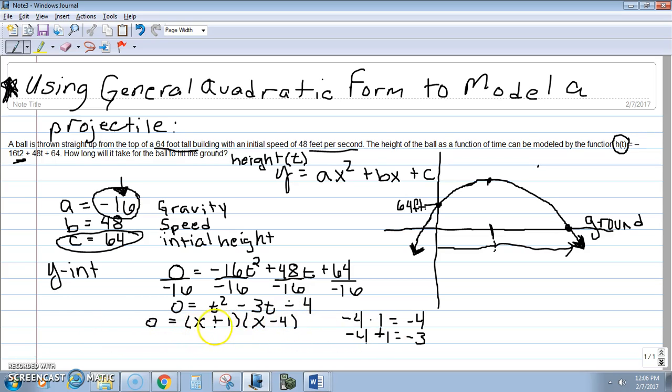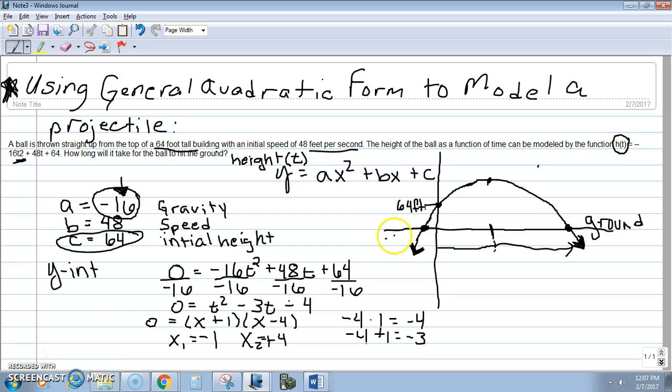So t plus 1, what number can I put in here to make this 0? That's going to be -1, because -1 plus 1 is 0. And what number can I put here to make this 0? That's going to be +4, and that's going to be my second root here, because 4 minus 4 is 0. So I know that where it crosses here, remember there's two solutions to a quadratic, possibly two solutions.